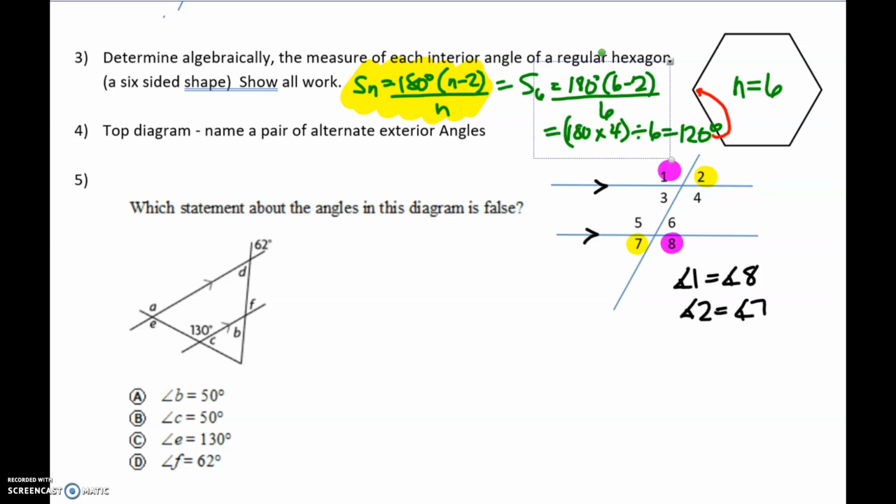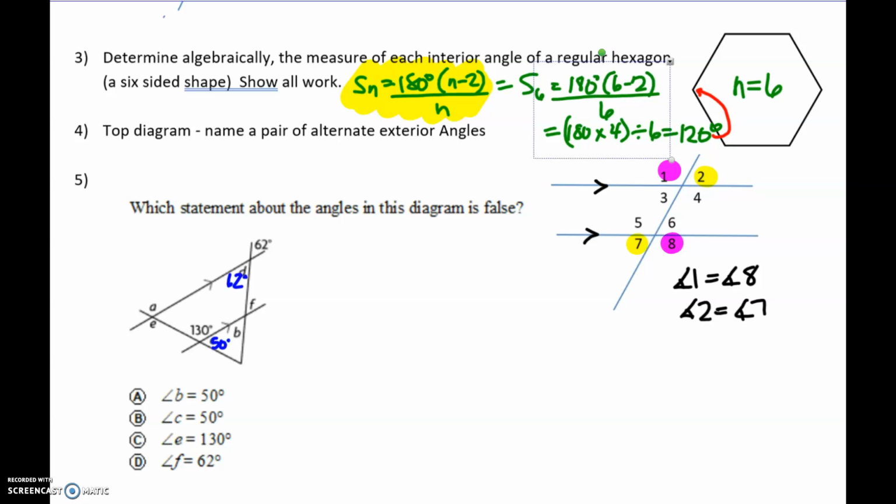All right, in this question here, we can write some measurements in that we can see. D is vertically opposite of 62, so D will also be 62. C, we know, is a straight line here, so that has to add to 180, so we know C is 50 degrees.